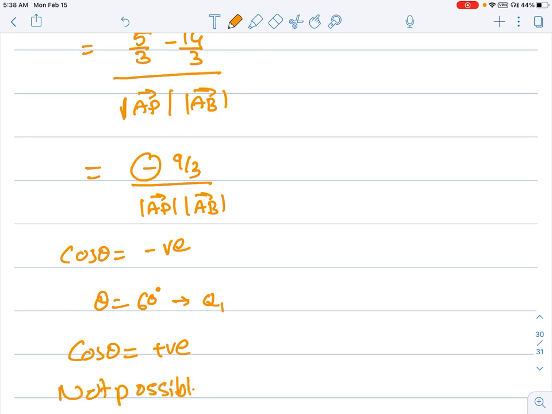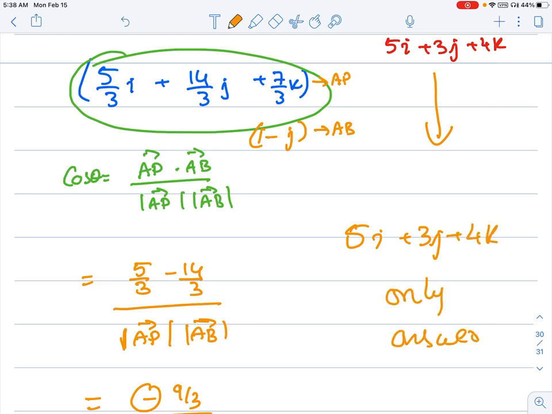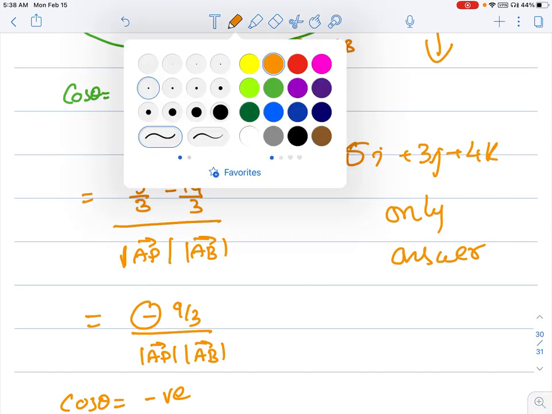So I am taking only the second value, which is 5i plus 3j plus 4k, as the only answer. That is the way. Because the question itself says we have to prove that it is only one value, we took the first value and found that cos theta is negative. It is not possible, and cos theta will be positive with the second answer. We can cross check also.